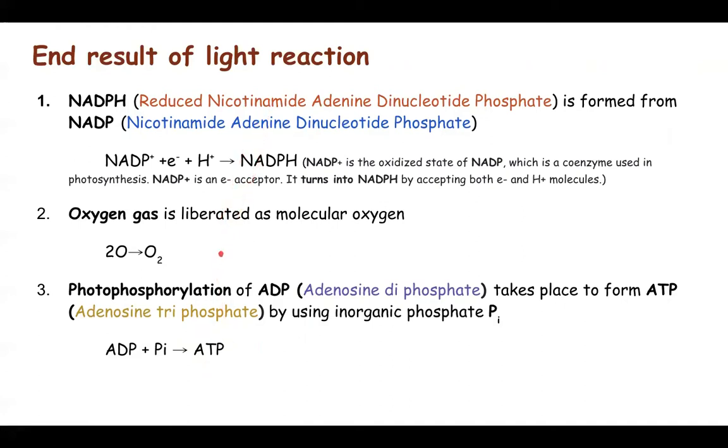So the light reaction basically leads to formation of NADPH, liberation of oxygen, and formation of ATP. Now, it's a very common question which is asked in the exams. What is the source of oxygen produced in a plant? So here your options are water and carbon dioxide. By now you know this oxygen comes from the water. During photolysis of water, the oxygen is formed. So the source of oxygen is water.